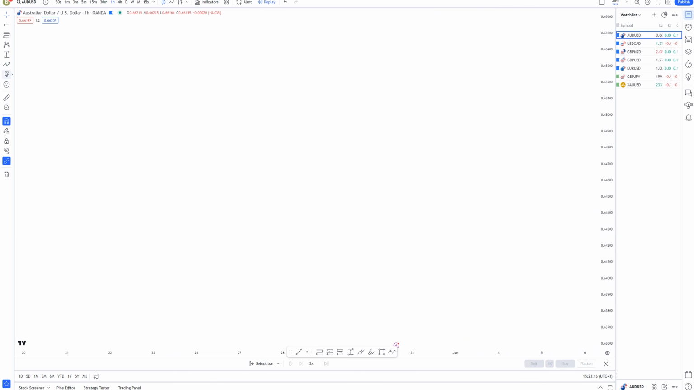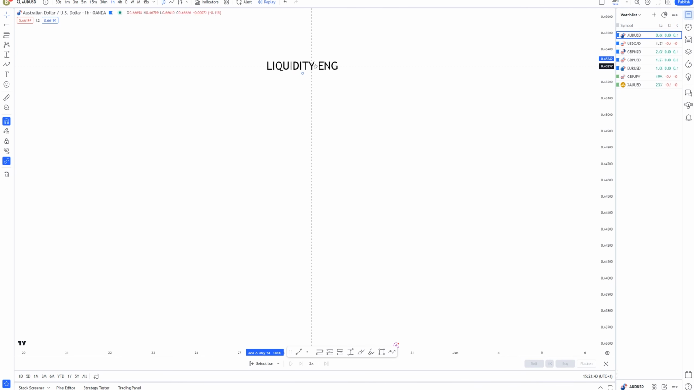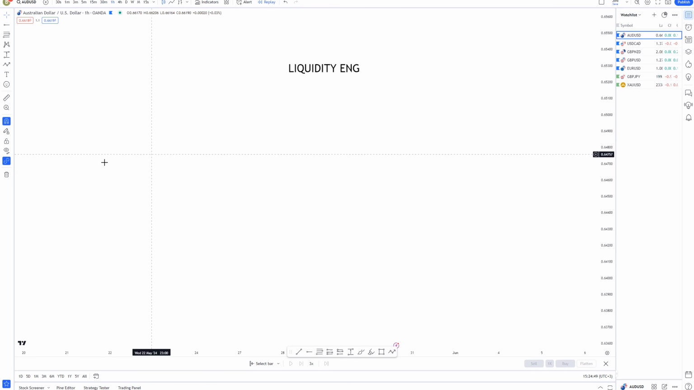So let's start with the liquidity engineering itself. I won't explain the definition and stuff like that. I just want you to know how it happens and how it looks. So, liquidity engineering, in short, we can shorten that definition.